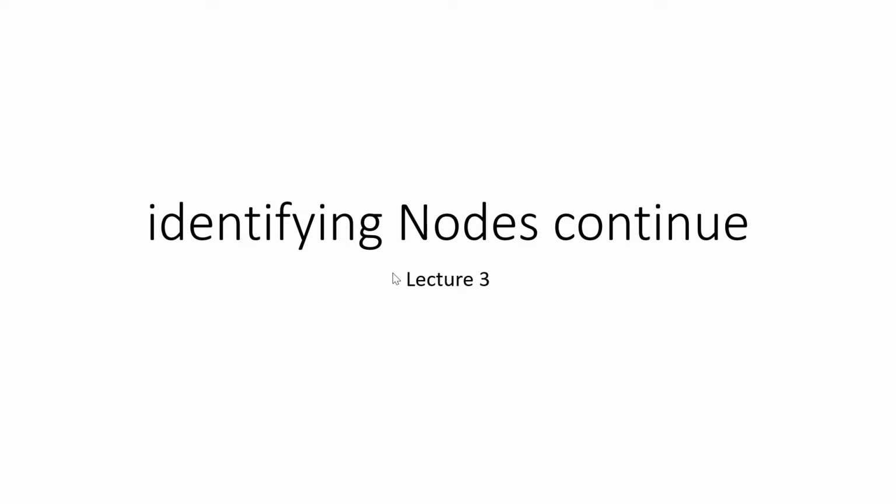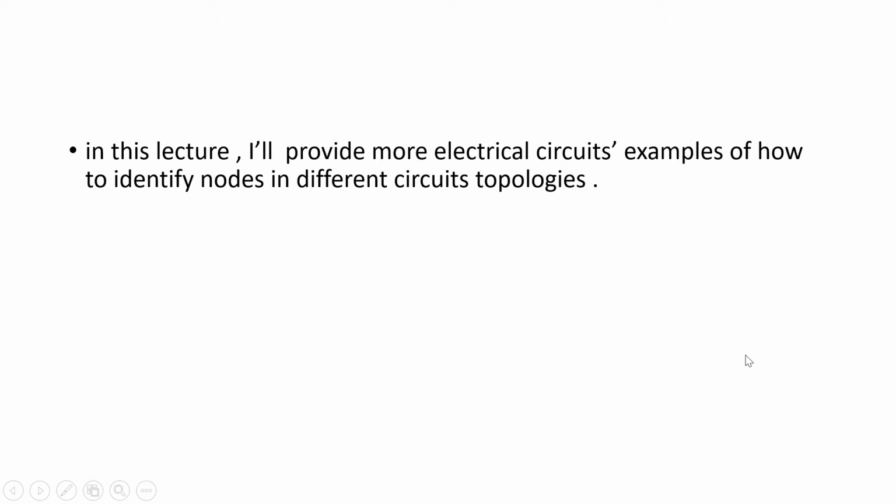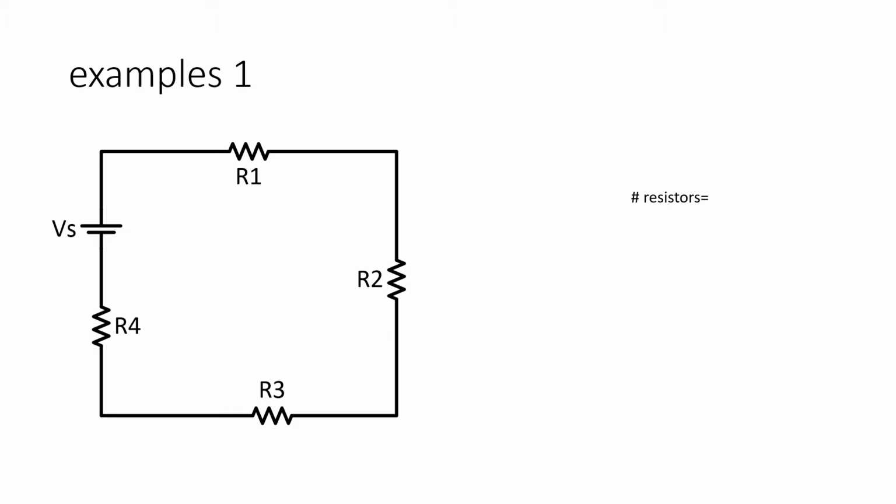Lecture 3 will provide extra examples for S node and P node, how to identify them. This is the first example, and as you see, there are 4 resistors, 1 voltage source, and we will see how many nodes.